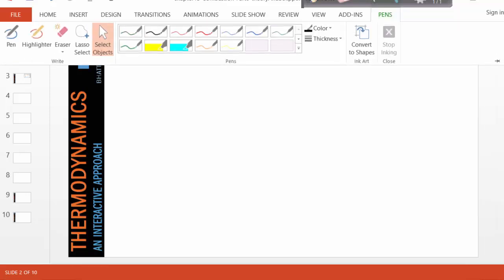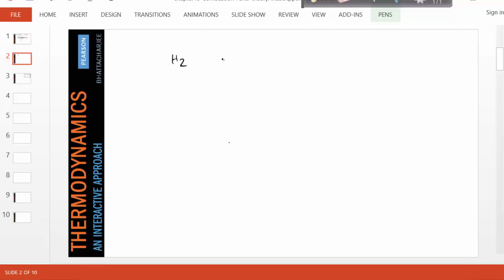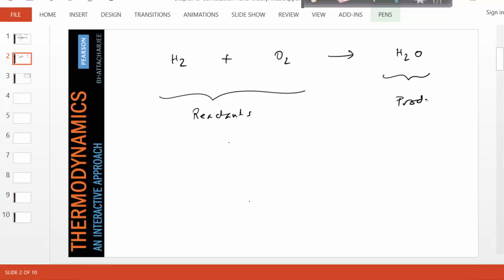Let's say someone writes a reaction such as hydrogen and oxygen react to produce H2O. Well, this arrow is very special. It means on the left hand side, whatever we see is known as reactants, and on the right hand side, whatever you see are called products. Well, obviously you will notice that the reaction is not balanced. A balanced reaction means you have to make sure atoms are conserved.